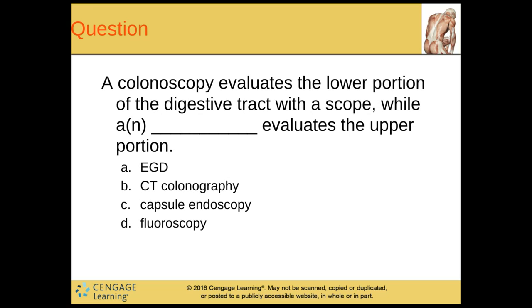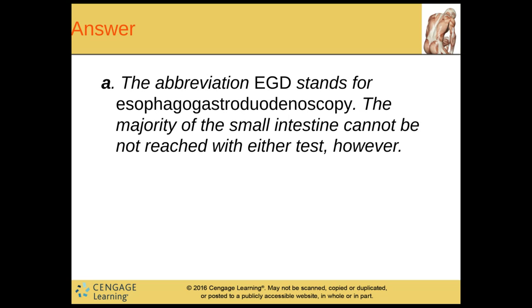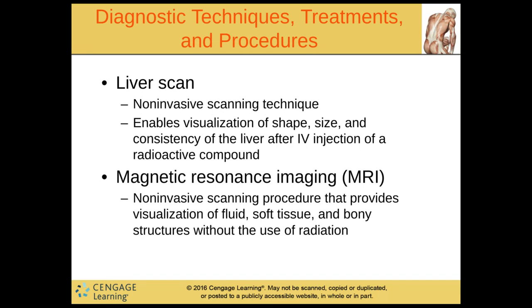So question, a colonoscopy evaluates the lower portion of the digestive tract with a scope, while a blank evaluates the upper portion. Remember that big long word? Good. So it's A. So the abbreviation is EGD. It stands for that big long word right there. The majority of the small intestine cannot be reached with either test, however.